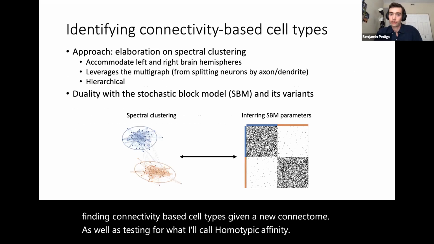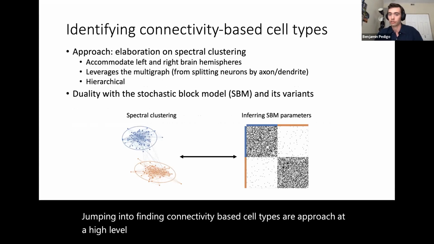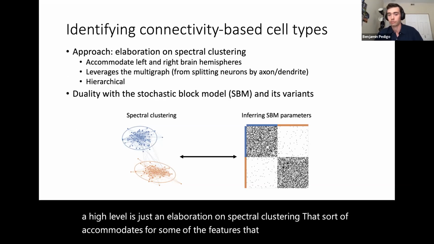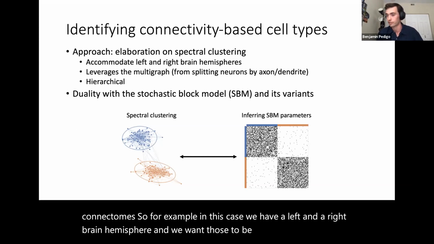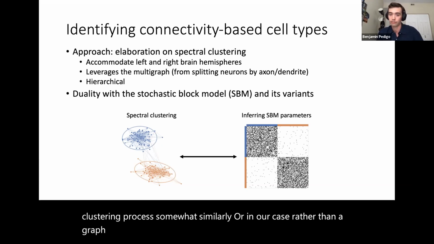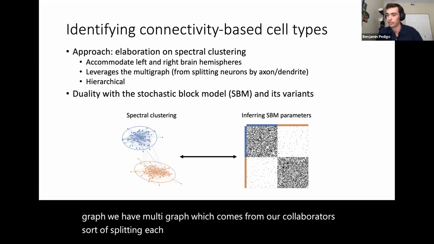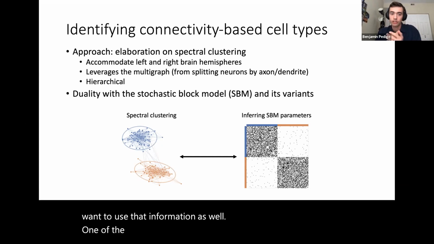So jumping into finding connectivity-based cell types, our approach at a high level is just an elaboration on spectral clustering that accommodates some of the features that are common in connectomes. So for example, in this case, we have a left and a right brain hemisphere, and we want those to be represented by this clustering process somewhat similarly. Or in our case, rather than a graph, we have a multigraph, which comes from our collaborators splitting each neuron into an axon and dendrite. And that essentially just gives us a bunch of different types of edges, and we want to use that information as well.